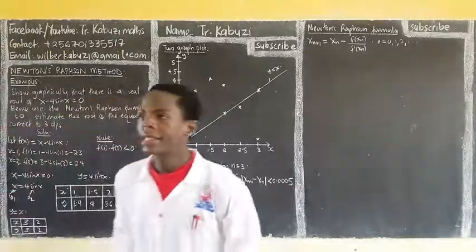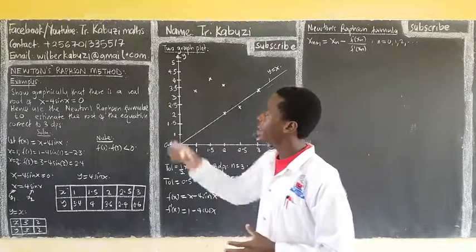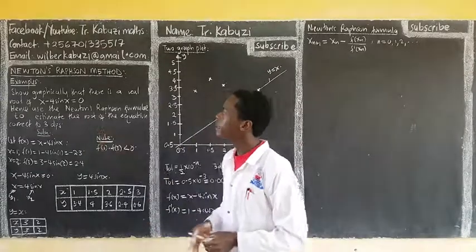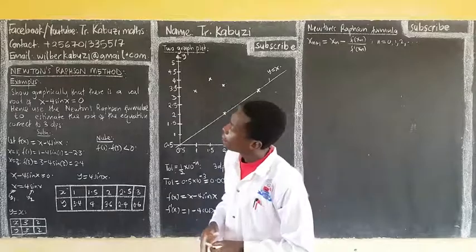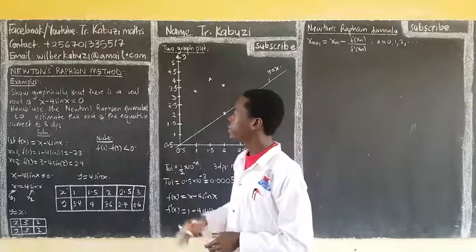Now, members, let us see how we handle this question. It says, show graphically that there is a root of this equaling to 0. Hence, use the Newton-Raphson formula to estimate the root of the equation to 3 decimal places.